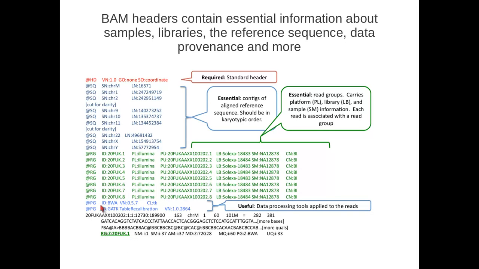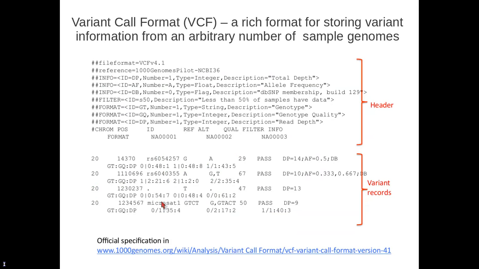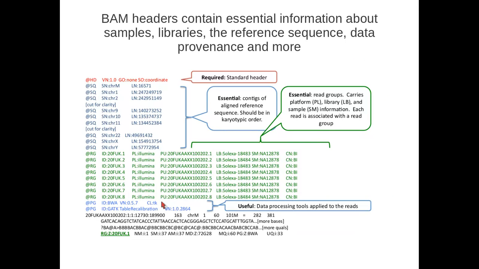Finally, these PG tags give some sense of what we call data provenance. This is what has been done to this file. So this says that BWA, the Burrows-Wheeler Aligner, was used to do the alignment, and then GATK was used to do the recalibration of the base qualities, presumably in the input FASTQs.